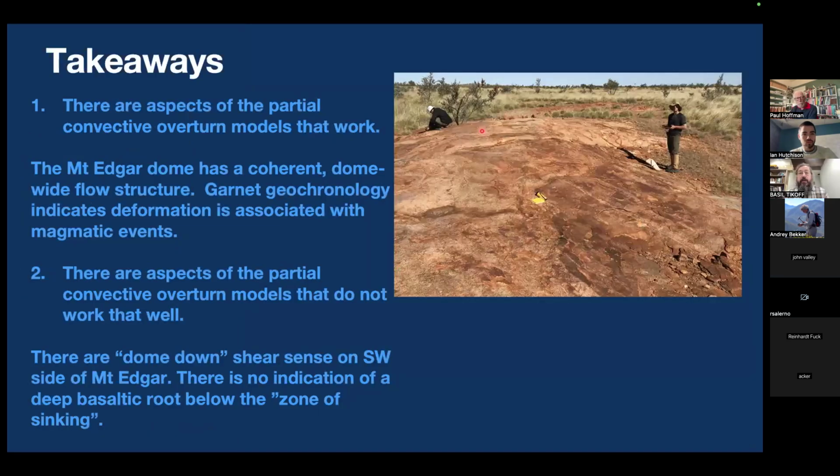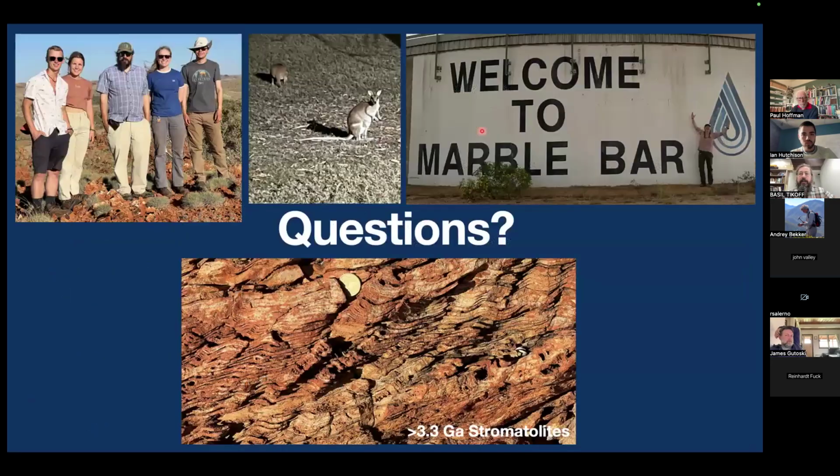Okay, so the takeaways are, I went in to figure this out. We know a lot more than we did before, but we still don't know. There's parts of our study that agree with convective overturn models. There's parts that don't agree. And with that, I'll stop and take questions.